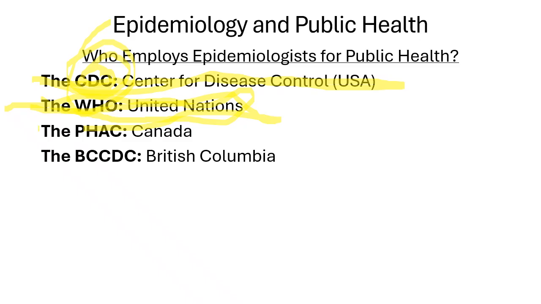The Public Health Agency of Canada, the PHAC, is the Canadian public health organization for the federal government, not the provincial government. And the BC CDC, the British Columbia Centre for Disease Control, is the local public health agency, which is located in downtown Vancouver by Vancouver General Hospital. And it's a smaller organization, so it has a very small budget.